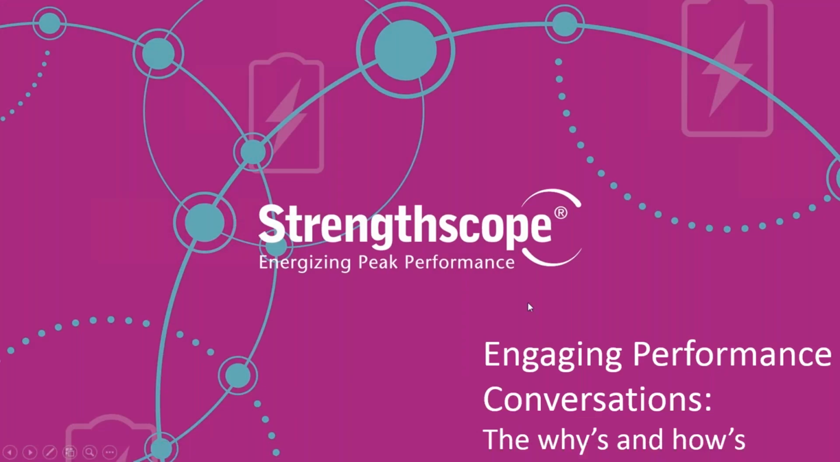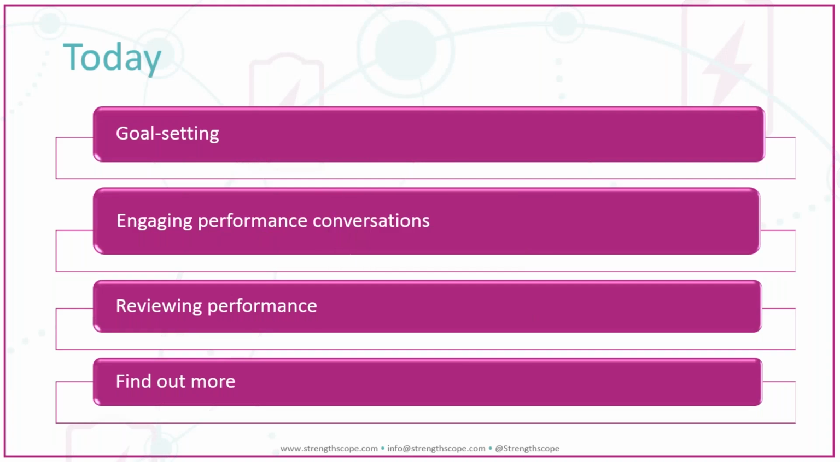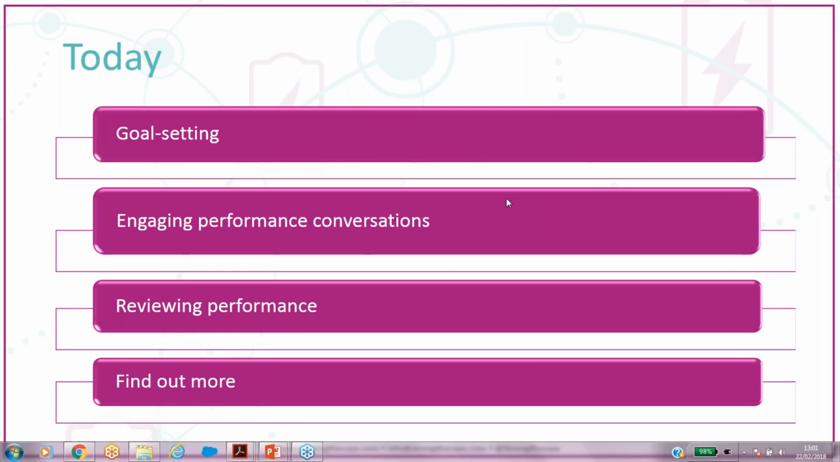So what we're going to do is look at goal setting. We're also going to look at, obviously, the performance conversation itself. We're going to look at how to review performance as well, different alternative ways to review performance, and then where you can find out more, giving you more tools and resources to take this forward and to implement it in your own organization.